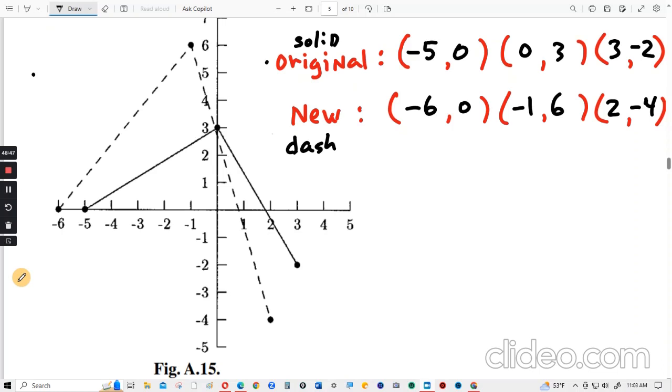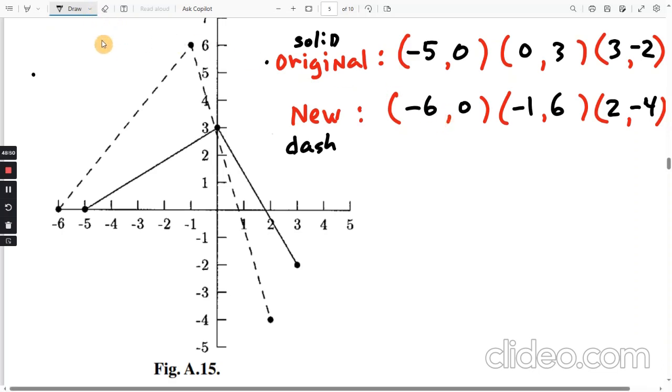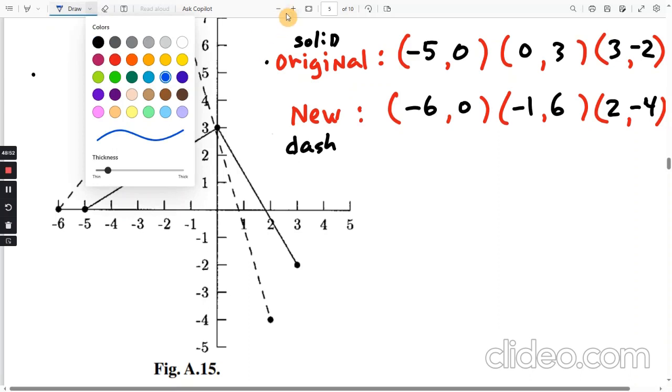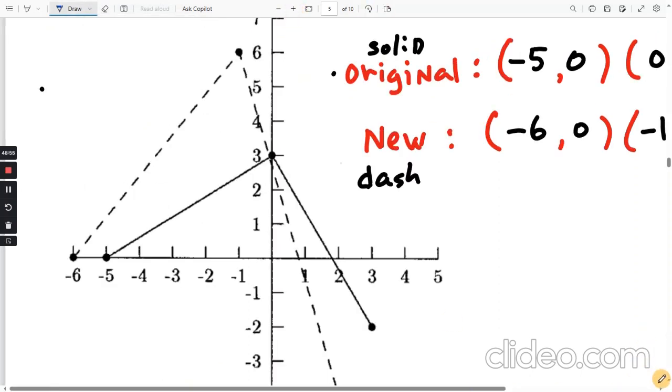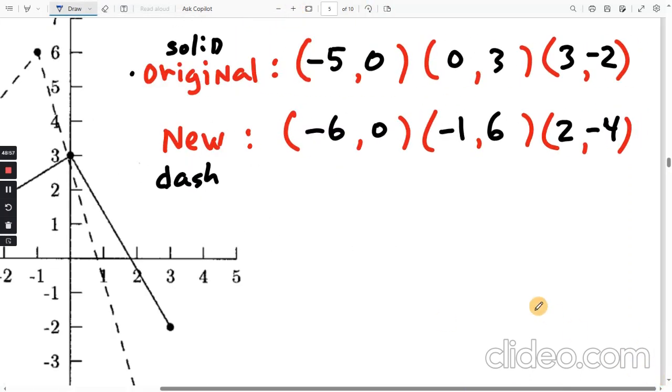So looking at the coordinates, what happened to each one of them? We need to find a pattern. All right. So I think we could do that. If we go from negative 5 to negative 6, that's basically minus 1. If we go from 0 to negative 1, that's minus 1. If we go from 3 to 2, that's minus 1. So it looks like the x coordinate, minus 1, it went left. So x basically went left 1.